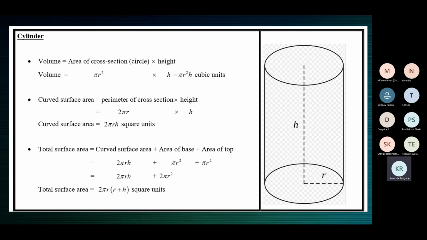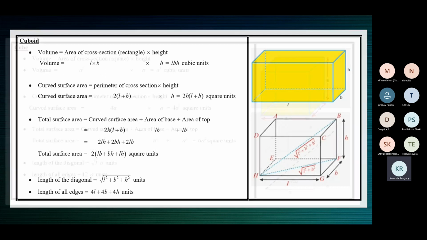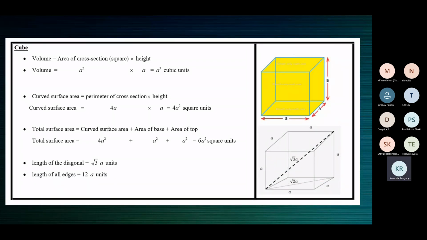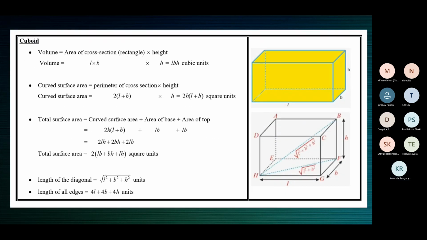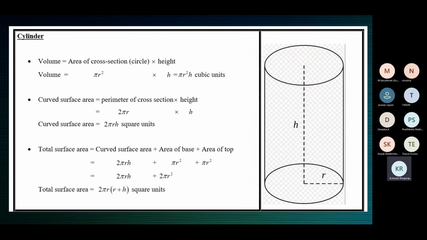All right, children, let's continue with the chapter volumes and surface areas. We've already seen the different formulae involved for a cube and a cuboid. Let's move on. So this is another solid which is called a cylinder, which also has a uniform cross section.